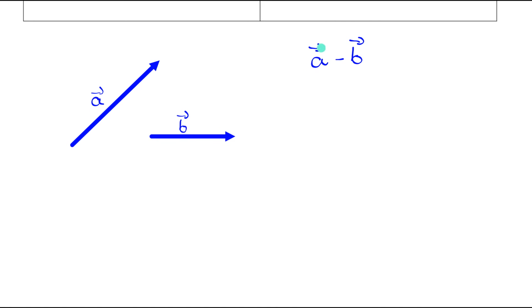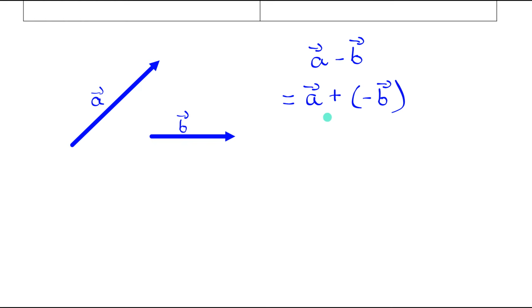So if we want to do vector A minus B, well, we know how to add vectors, so I could change this to an addition question. I could change this to an equivalent expression using addition. So this would be equal to vector A plus the negative of vector B. Right, adding a negative is the same as subtracting. So hopefully you can see why that line is equivalent to the one above.